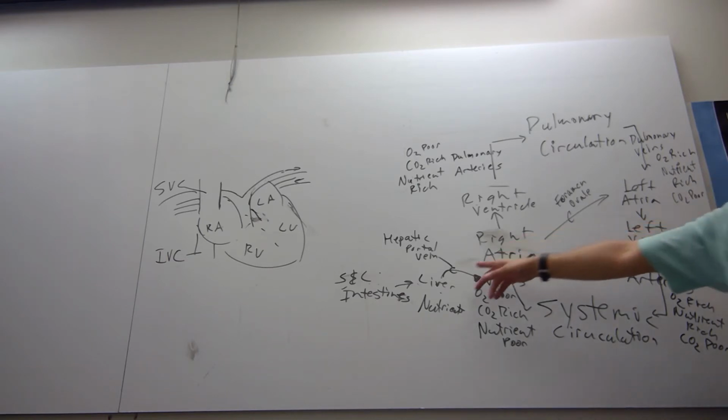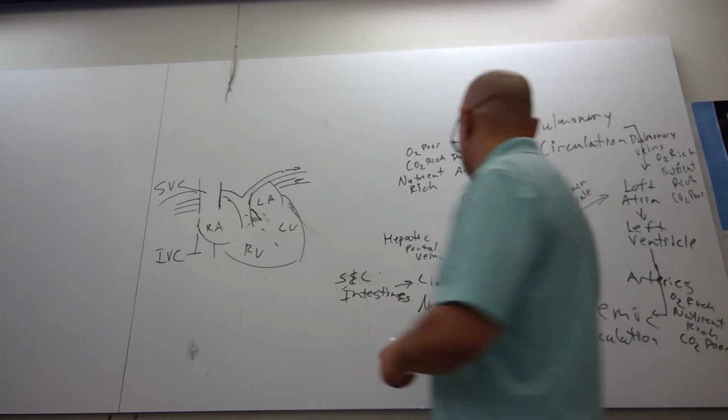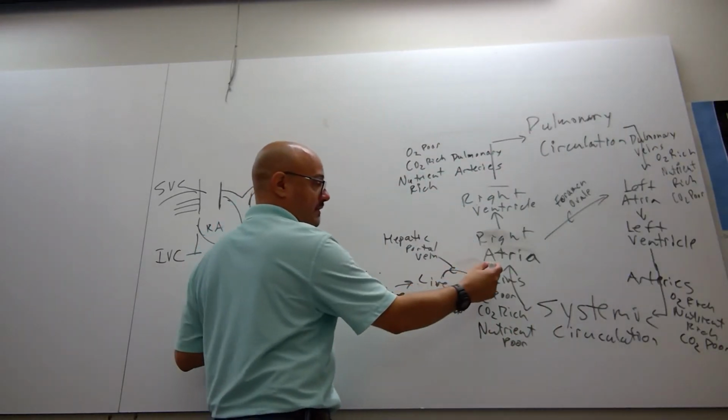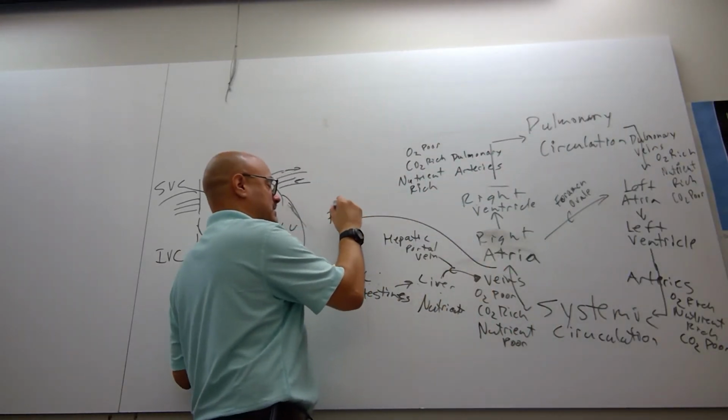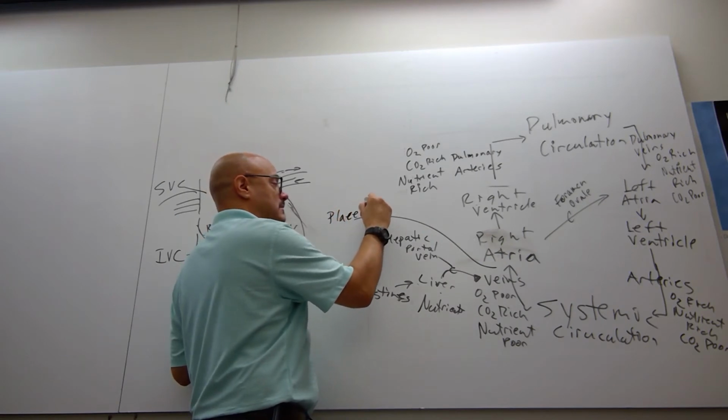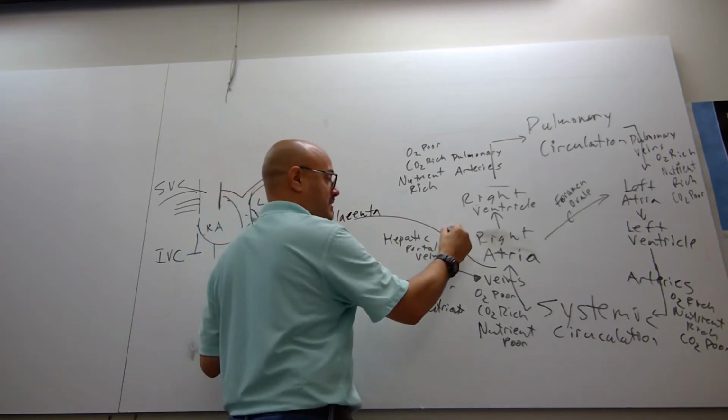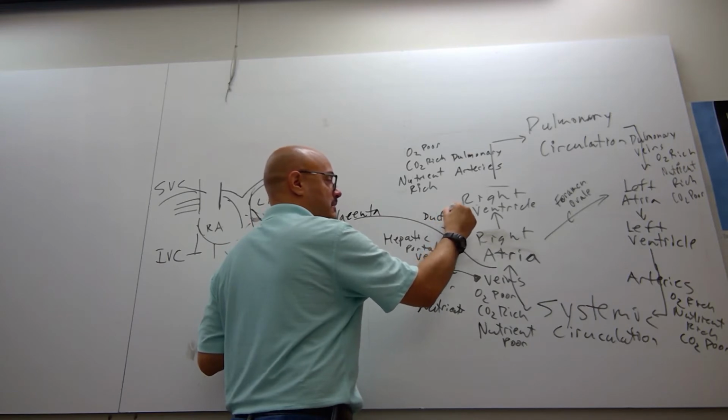The placenta is not going to go to the liver. You're going to bypass the liver. So just above the liver, you're going to have a connection which the placenta is leading into. So you're going to bypass the liver. They call that the ductus venosus.